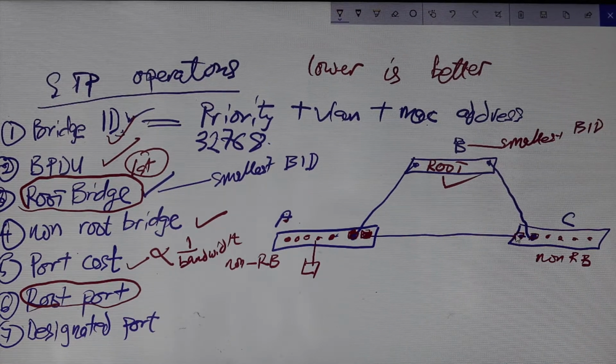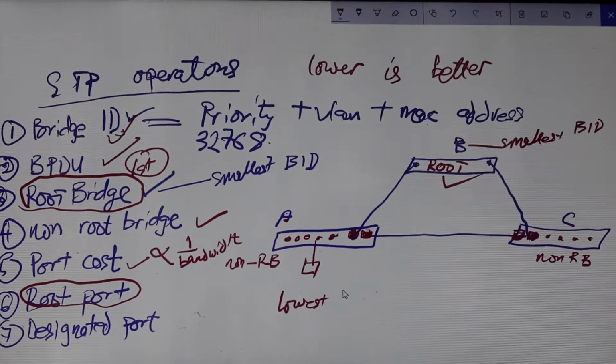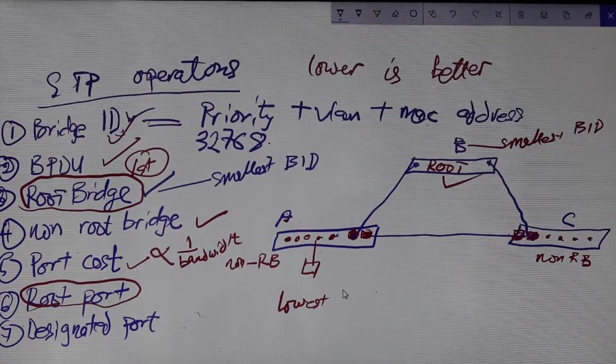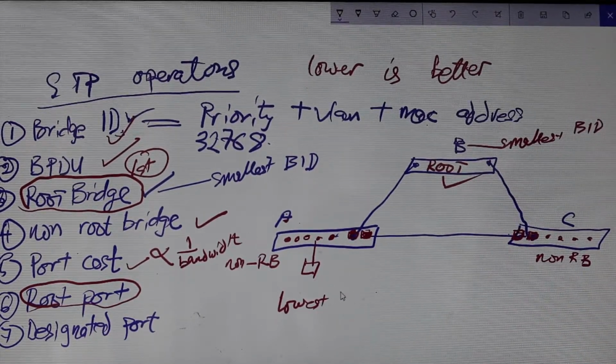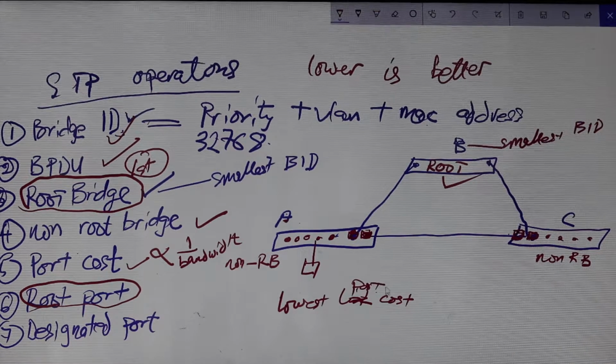Switch C will also do its own root port election. Just these two ports are the contestants. And what is the root port? Or who will be the winner? The winner should have the lowest link cost, lowest link or port cost. Let me write port here. Lowest port cost to the root bridge.